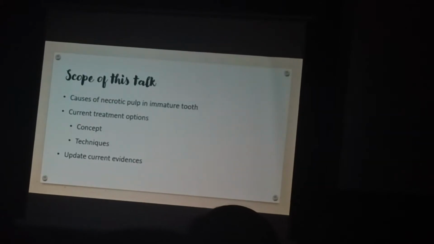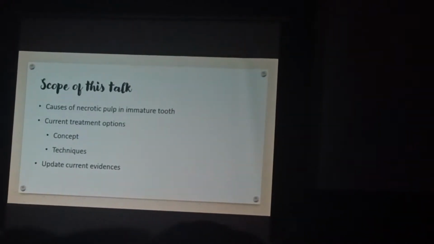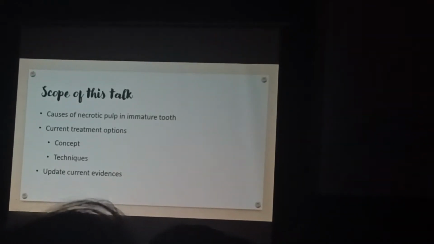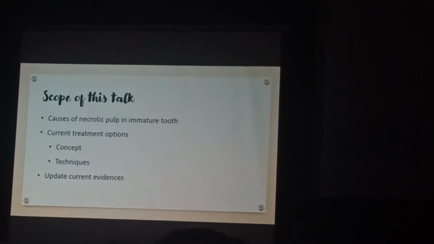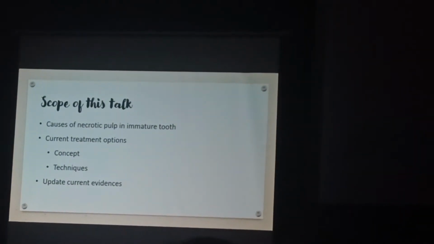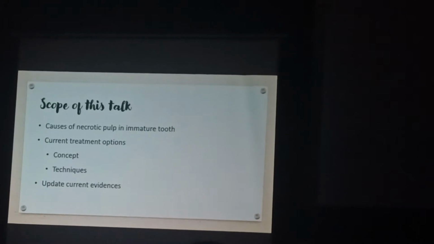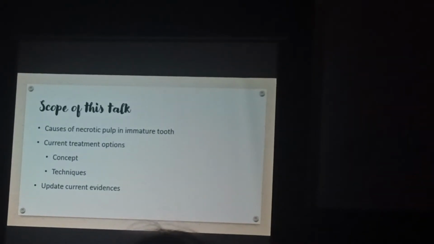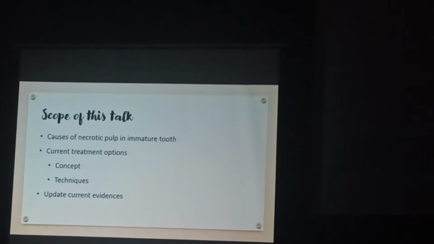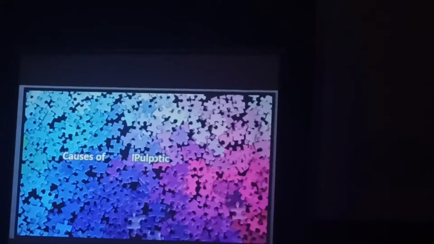So the scope of this talk: I will tell a little bit of background because I'm not sure whether you are familiar with this kind of thing. So I have to start with the causes of necrotic pulp in immature teeth. We also have to remind ourselves about the concept of the treatment together with some techniques, and I will update some current evidence. To start with, the causes of pulp necrosis.